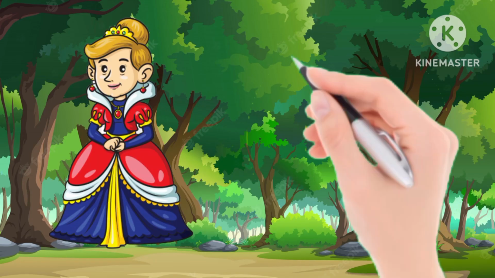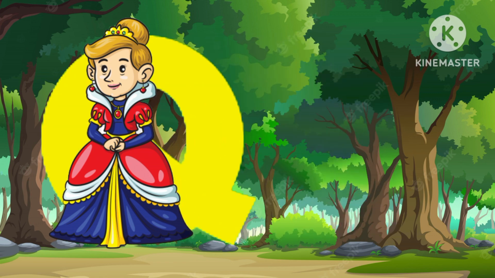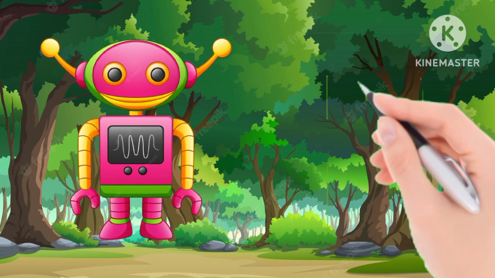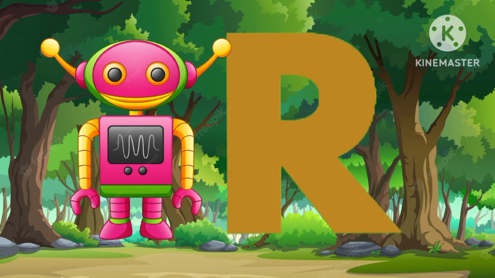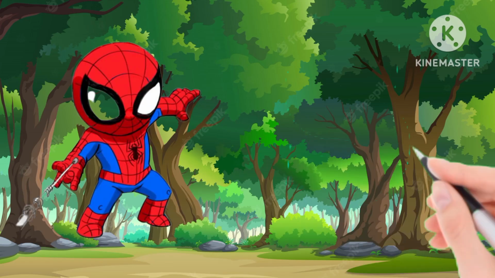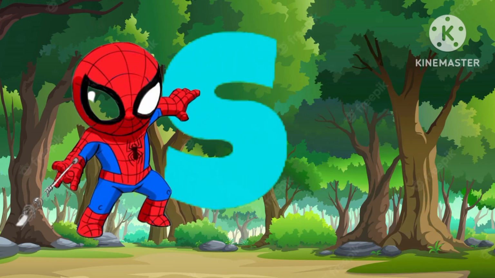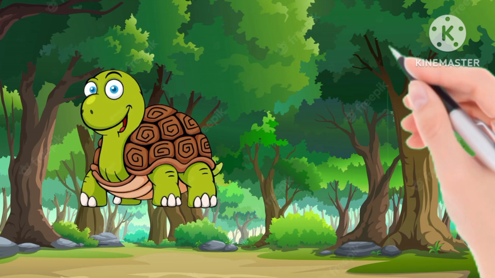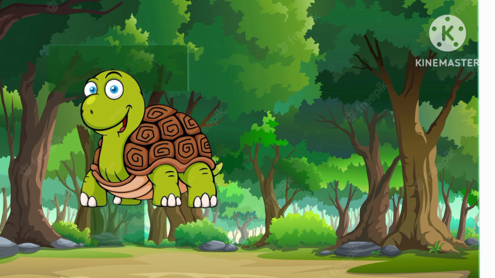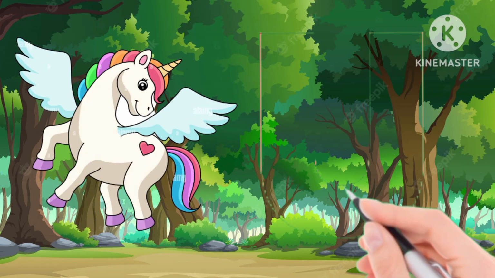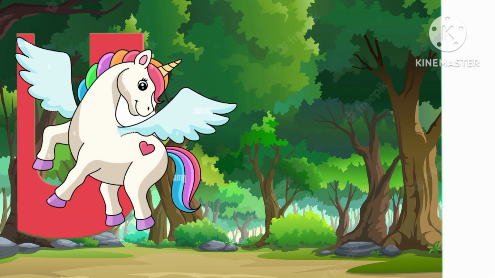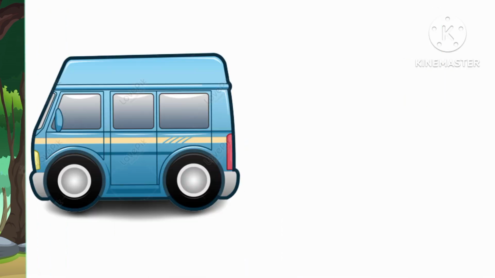Q for queen. R for robot. S for Spider-Man. T for turtle. U for unicorn.